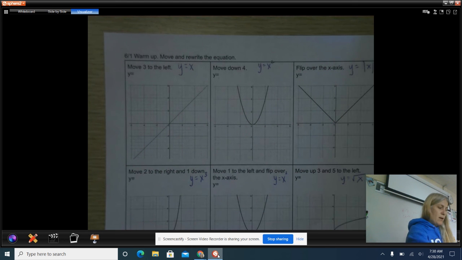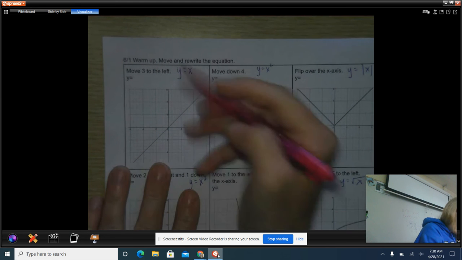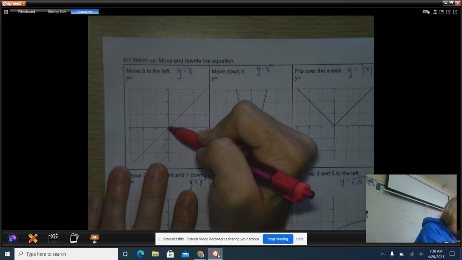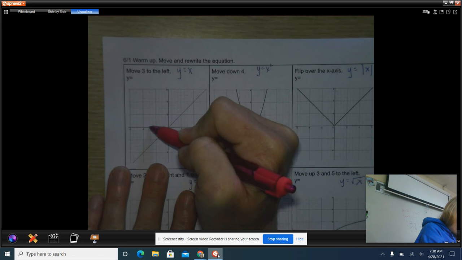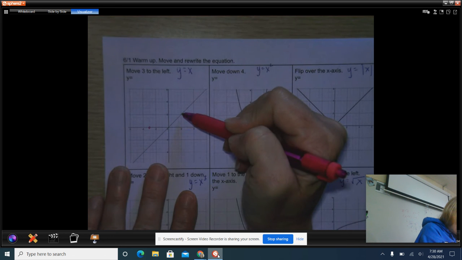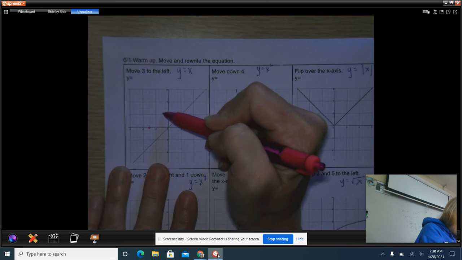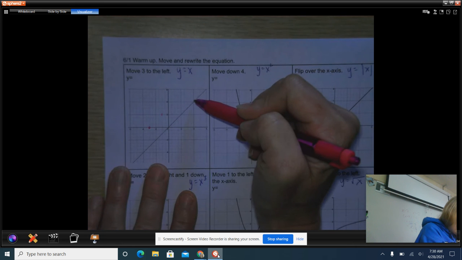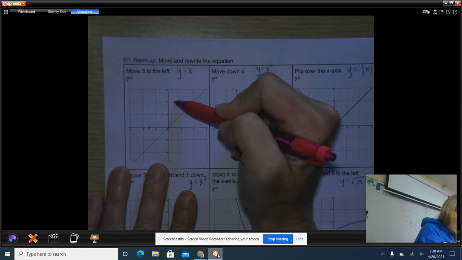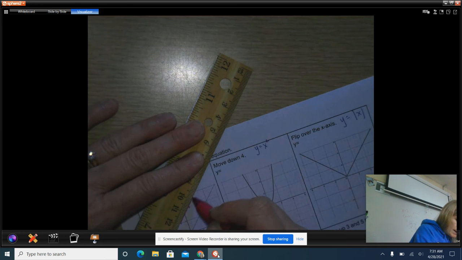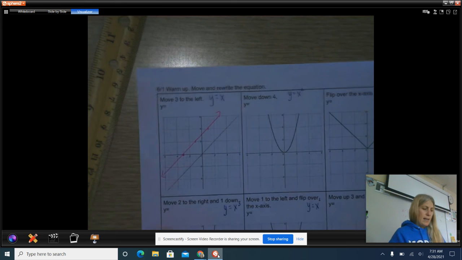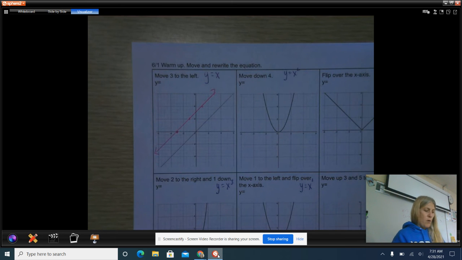So for this first one here, we are going to move 3 to the left. So that means that this 0 is going to turn into -3. This 2 is going to turn into -1, so that we're making some parallel lines here. This 4 is going to turn into +1. Once you get the main idea of where those are going to be, you can go ahead and create your transformation line. Okay, we're going to go ahead and put our arrows on that line. And now we need to come up with our equation.